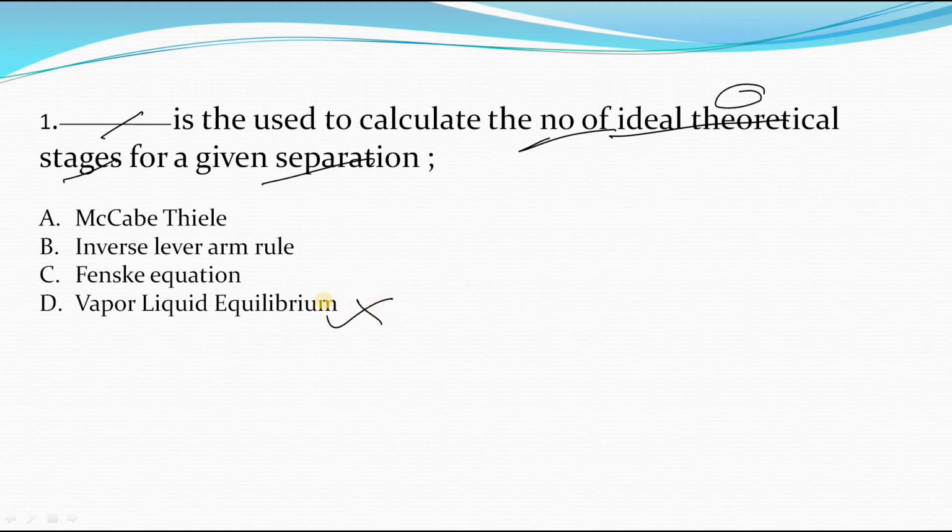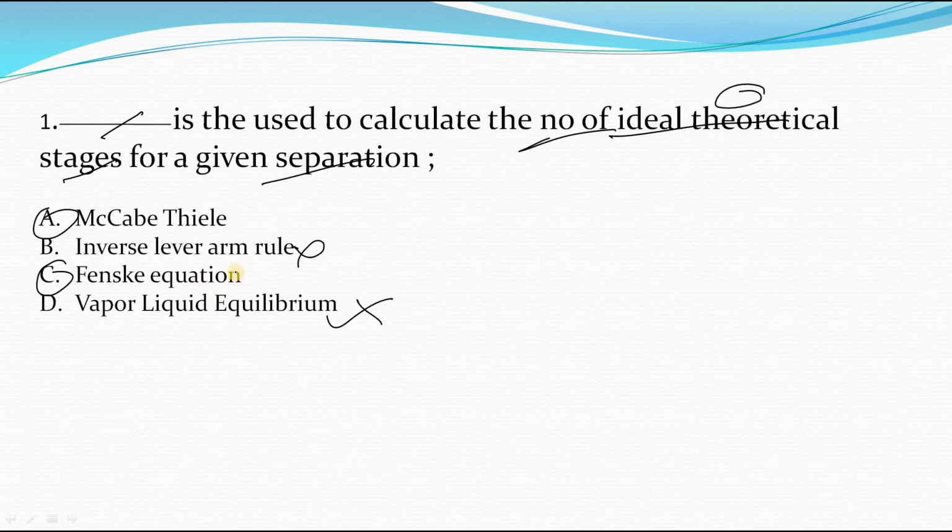So we can eliminate it first, and let's come to option B. Option B is inverse lever arm rule. Inverse lever arm rule in VLE tells about the composition of vapor to composition of liquid. So it is also eliminated. Now we have two options, option A and option C, right?